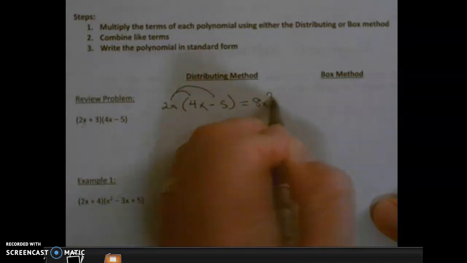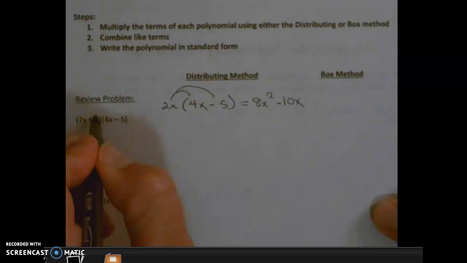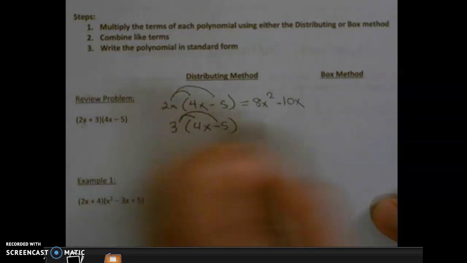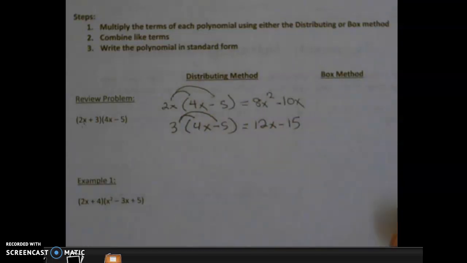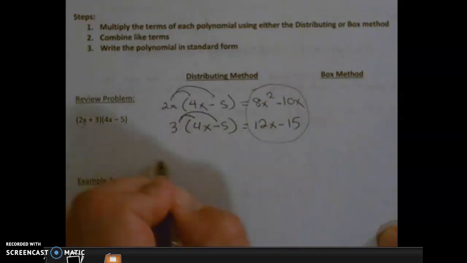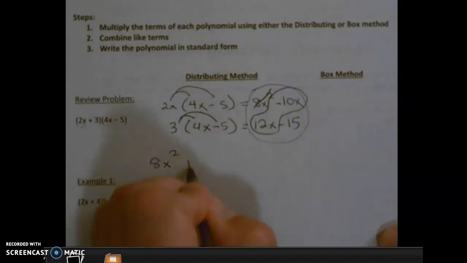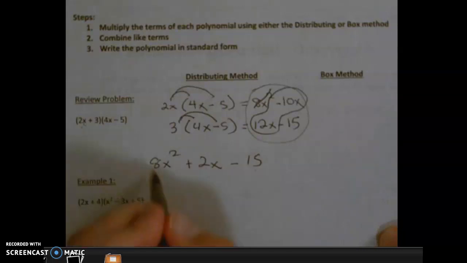squared minus 10x. Okay, then distributing the 3 to 4x minus 5, we get 12x minus 15. So now that we've done the distributing, we are now going to combine like terms. So looking at it this way, we have the 8x squared first. And then combining these two, we have 12x minus 10x, which is 2x. And then the minus 15 on the end. So we have a 3-term polynomial as our answer.